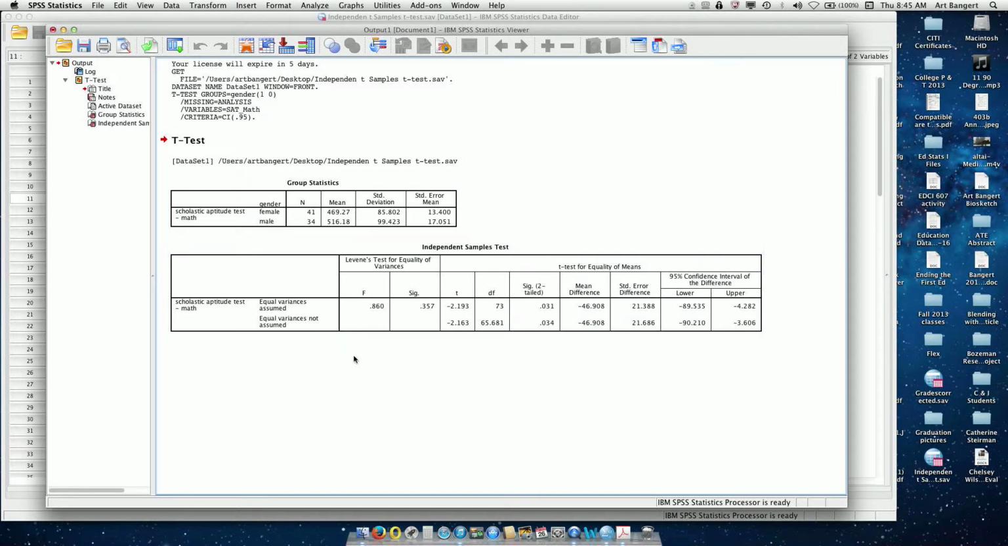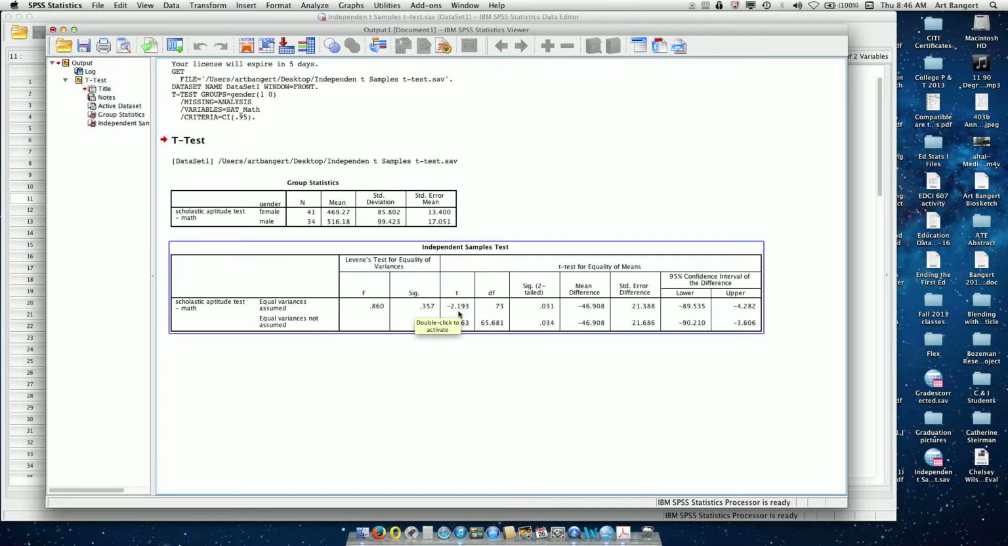The results of our test are found in this table here. The first test is called the Levene's test for equality of variances. And if you remember, we discussed that one of the assumptions to conduct a t-test is that the variances for both groups, male and female, have to be similar. So this test shows us that the difference between the variances of males and females is not significant. And you can look at the standard deviations to see that. There's not that much difference between them.